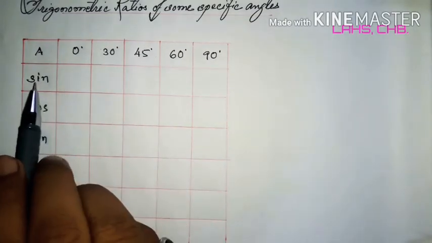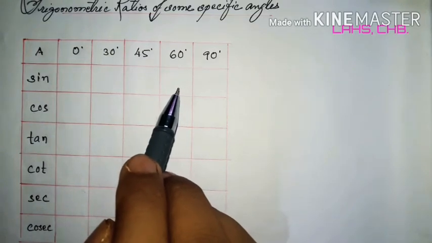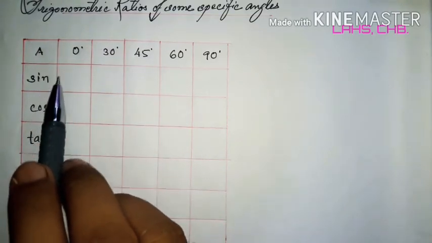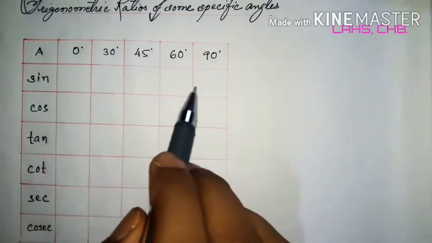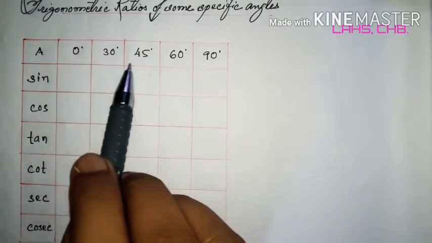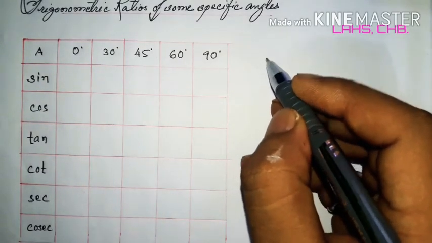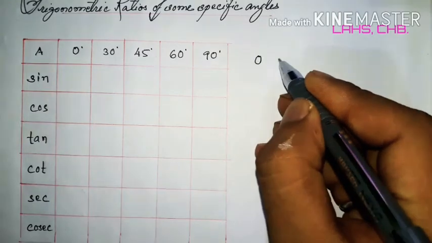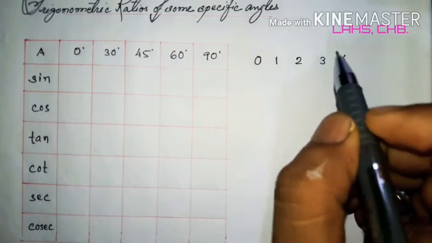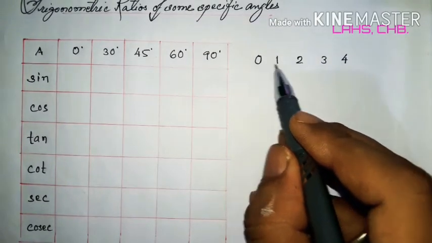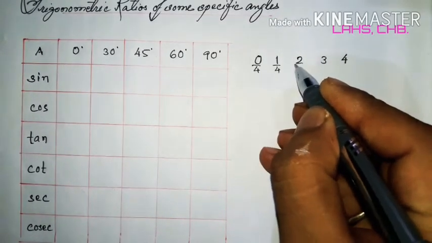So first row is the value for different sine ratios. That means sine 0 degree will be what? In order to obtain the different values of sine ratios for angle 0 degree, 30 degree, 45, 60 and 90, the short way is to write the numbers from 0 to 4 in this way: 0, 1, 2, 3, 4. We have written all the numbers from 0 to 4. Then divide each number by 4.